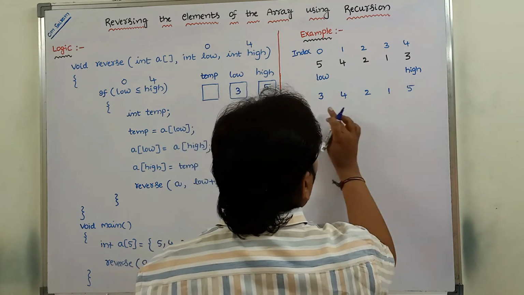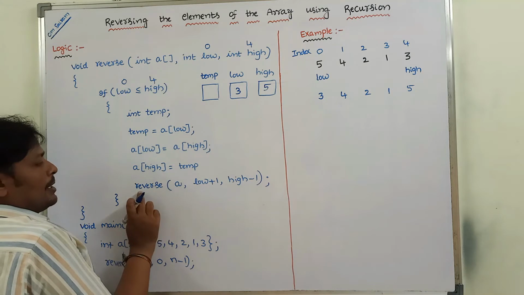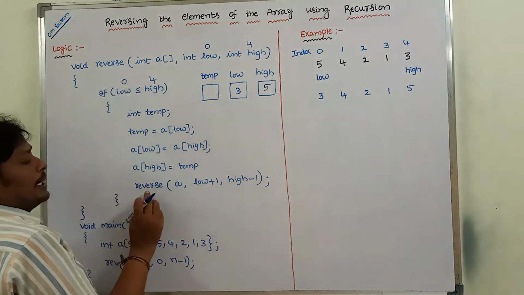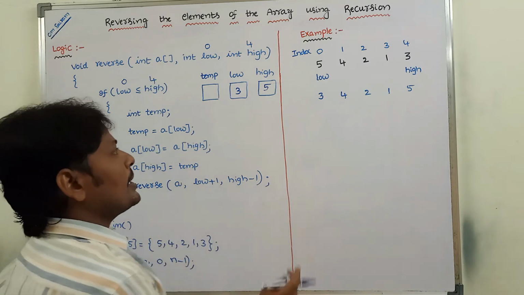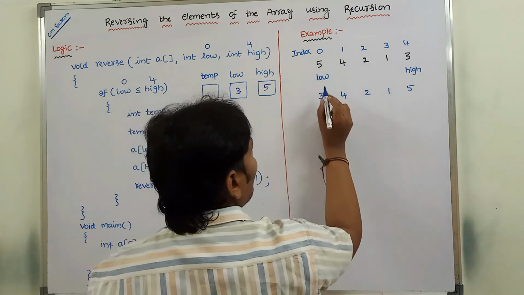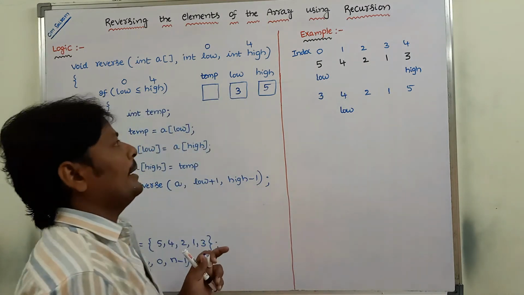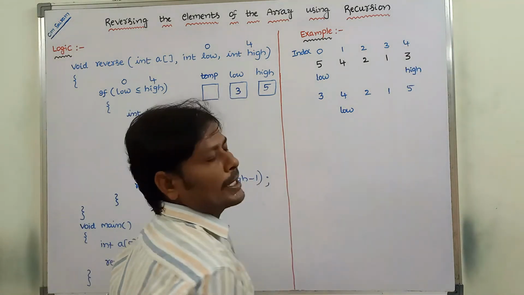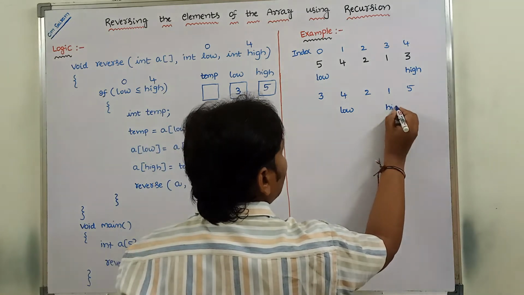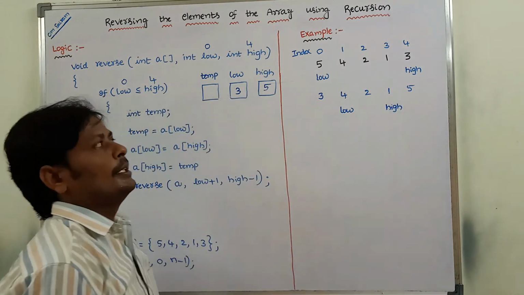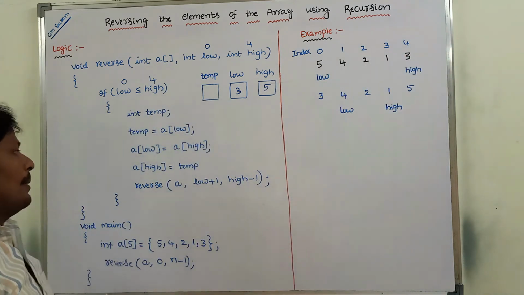Swapping the low value and high value, so then we are getting this one. After that, again we are calling the same reverse function. A, low plus 1, high minus 1. So initially low value is 0. Now low plus 1 means here low value is incremented, and initially high value points to the index 4. Now high value is decremented. Here high value is this one. Okay. Indexes are same. This one 0, 1, 2, 3, 4. Those are the indexes. Okay.